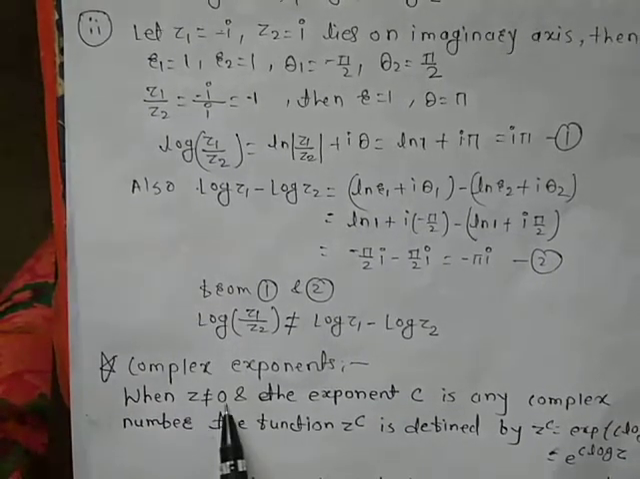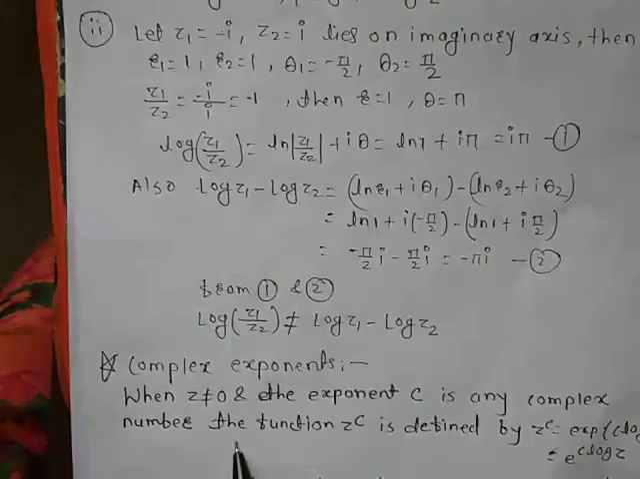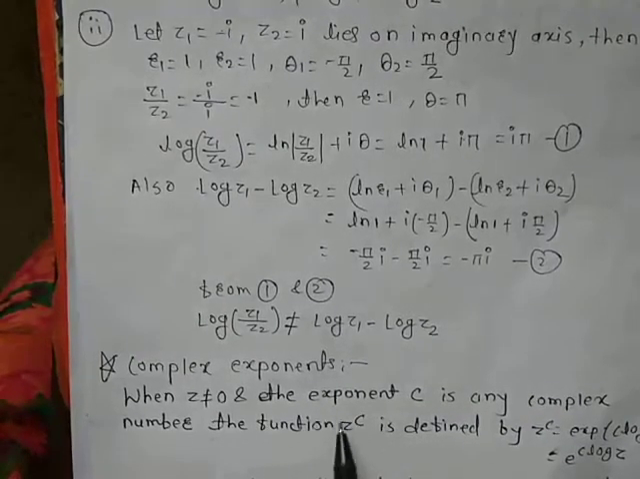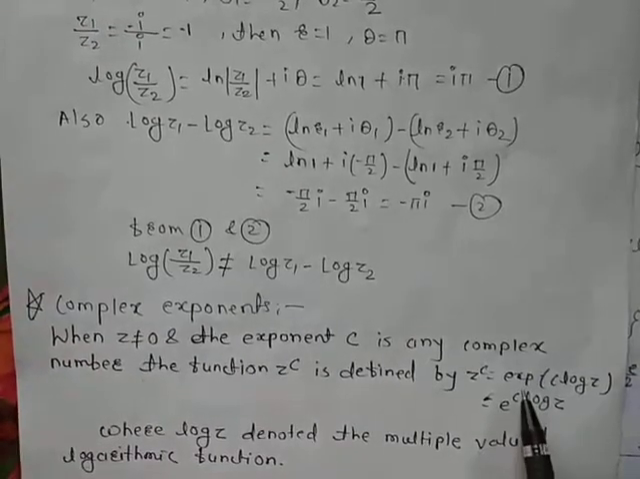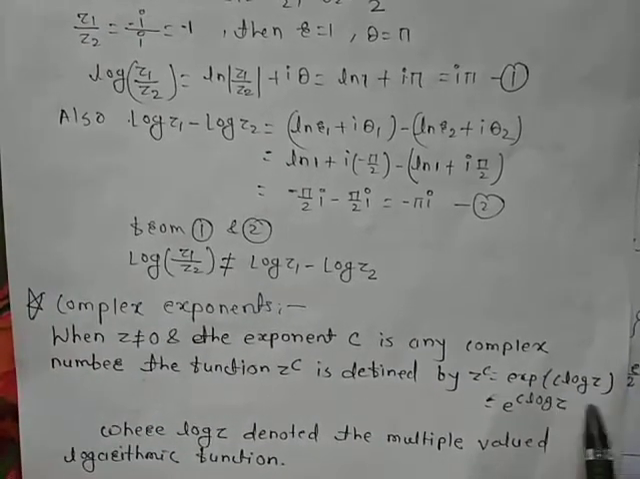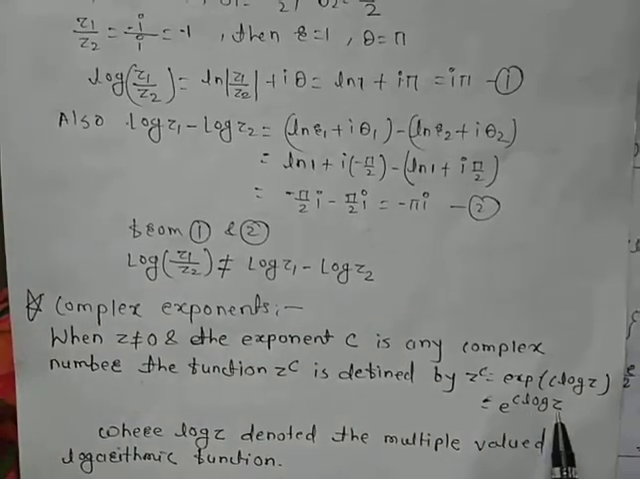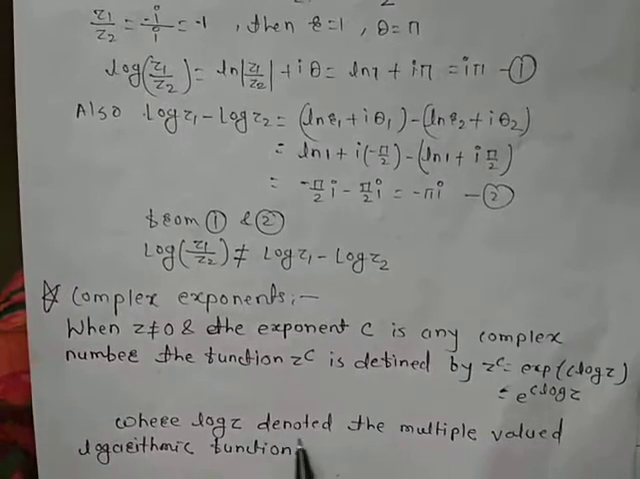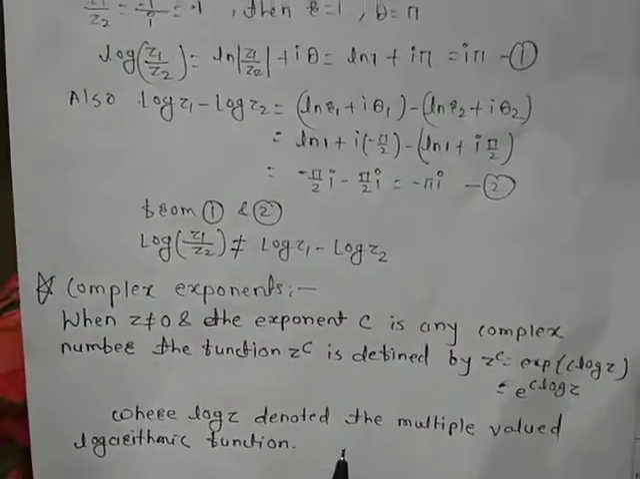Next topic is complex exponent. When z is not equal to 0, the exponent c is any complex number. The function z raised to c is defined by z raised to c is equal to exponential of c into log z, which is equal to e raised to c log z, where log z denotes the multiple valued logarithmic function.